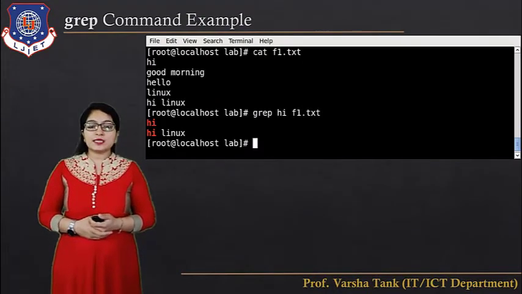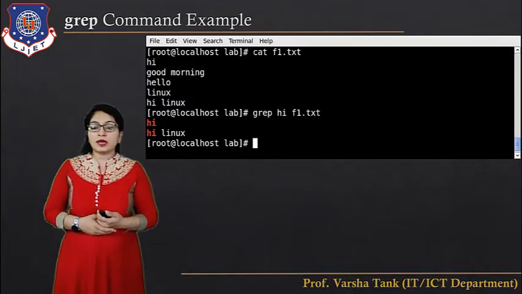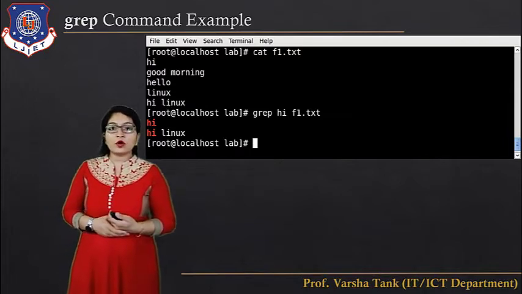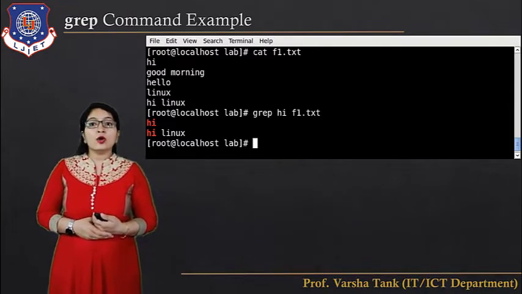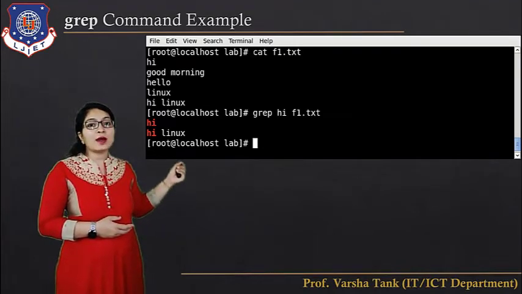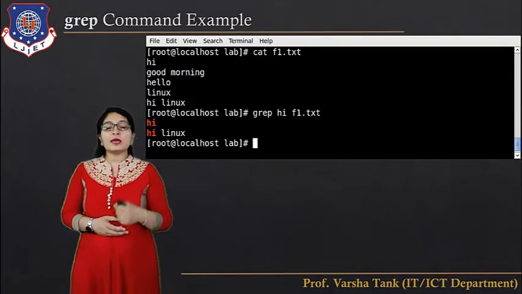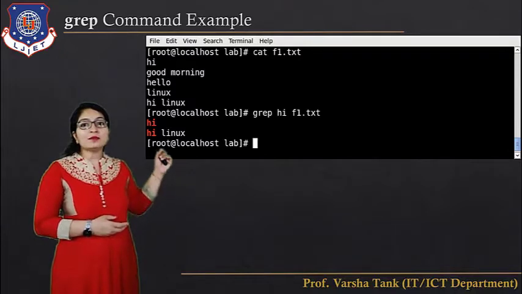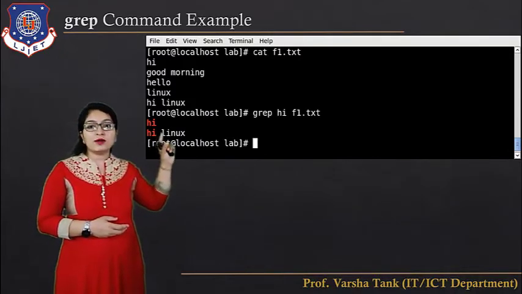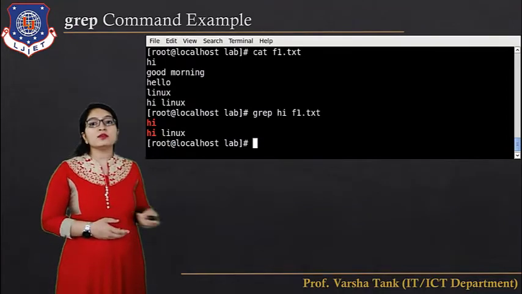Now let's see the examples related to the grep command. First we are displaying the file f1.txt. The content in the file is: hi, good morning, hello Linux, hi Linux. Now suppose I use grep hi f1.txt. How many times hi appears will be displayed. The matching pattern is in the first line, hi, and in the last line, hi Linux. So that will be displayed using this command.